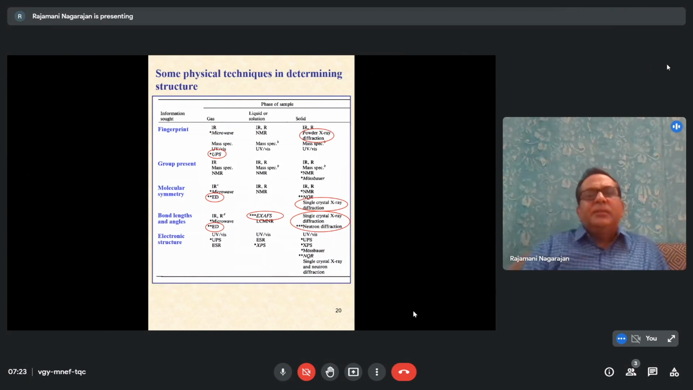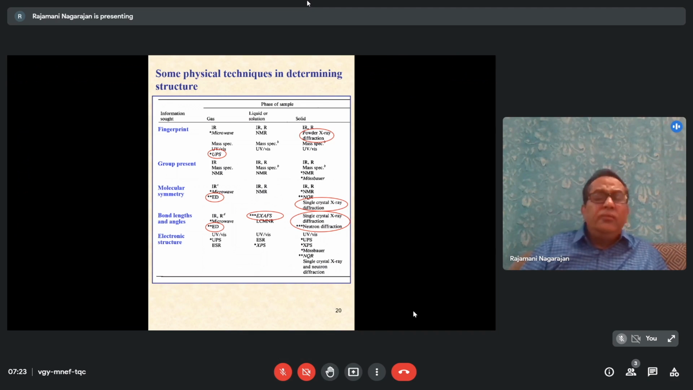In the second segment, I have just presented in this slide some physical techniques in determining the structure. And I have grouped it in such a way that whether it is a gas, or a liquid, or a solution, or a solid, what is the information that you will be looking for, and what kind of a spectroscopy technique or associated technique one can use to understand the structure.